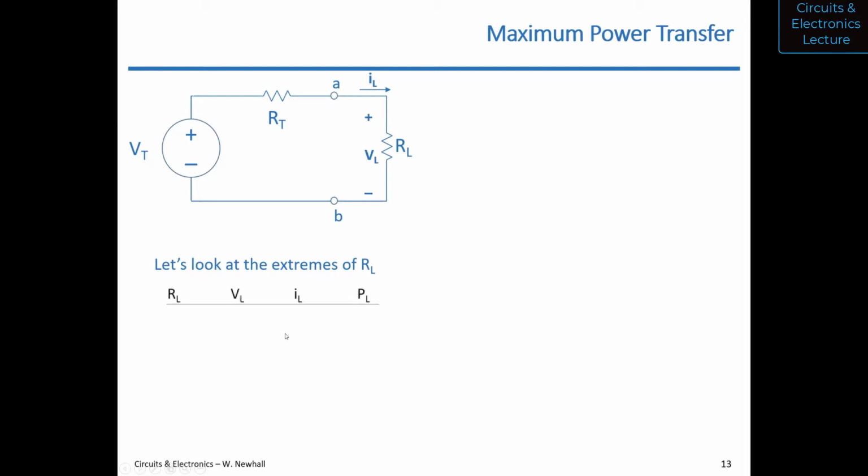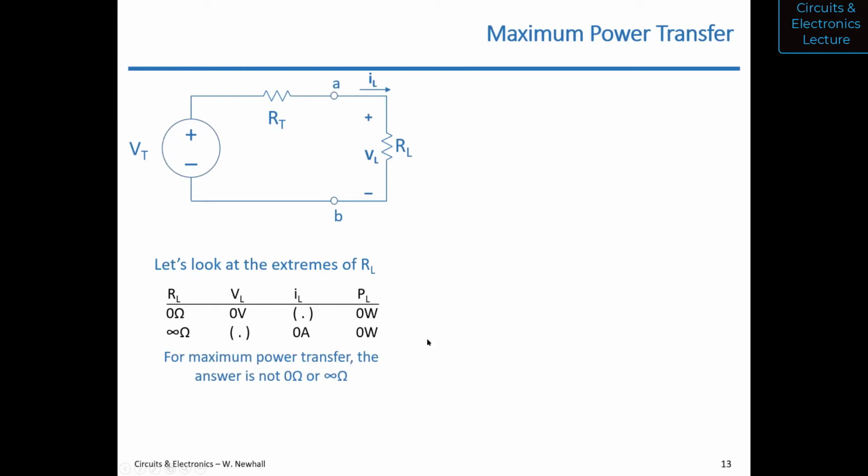If we look at extremes, let's build a table. For a given RL value, let's calculate PL. If I have the extreme of 0 ohms for RL, I get 0 volts across that load times whatever current is 0 watts. If I go to the other extreme, infinity, an open circuit, then I get 0 current. So no matter what voltage I have, 0 times whatever is 0 watts. So the maximum power transfer does not happen at 0 or infinity.